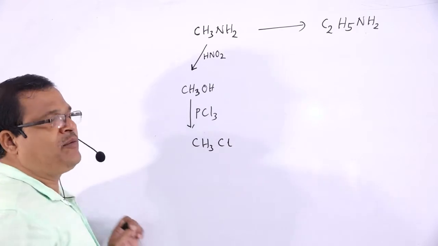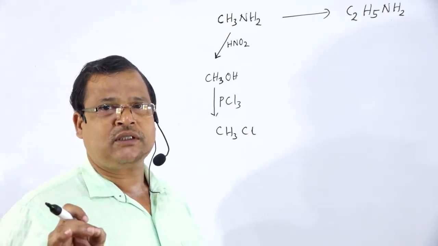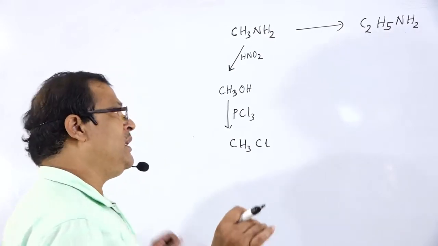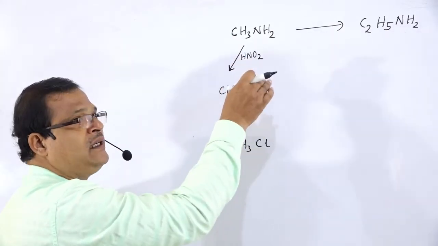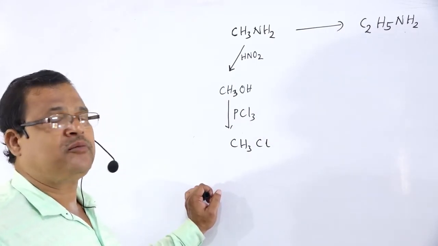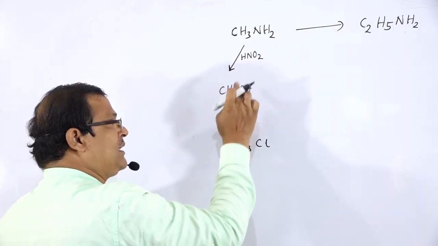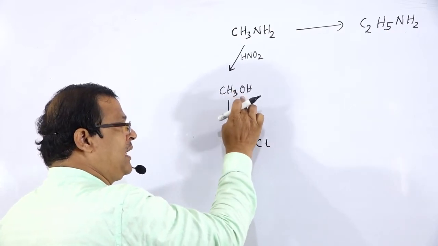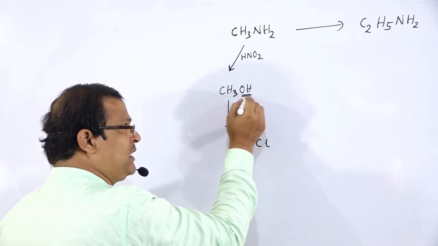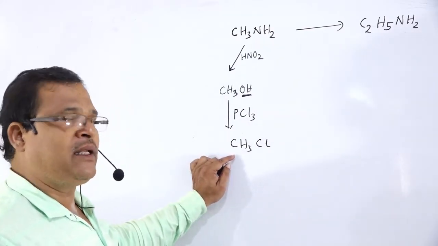I am not writing the side products. During these organic conversions, we should not write the side products. We have no requirement to balance the equation. Only write the organic reactant, the species that is added, and the organic product. So methylamine treated with nitrous acid forms methyl alcohol, which is treated with PCl3, PCl5 or SOCl2, where the OH group gets replaced by Cl.